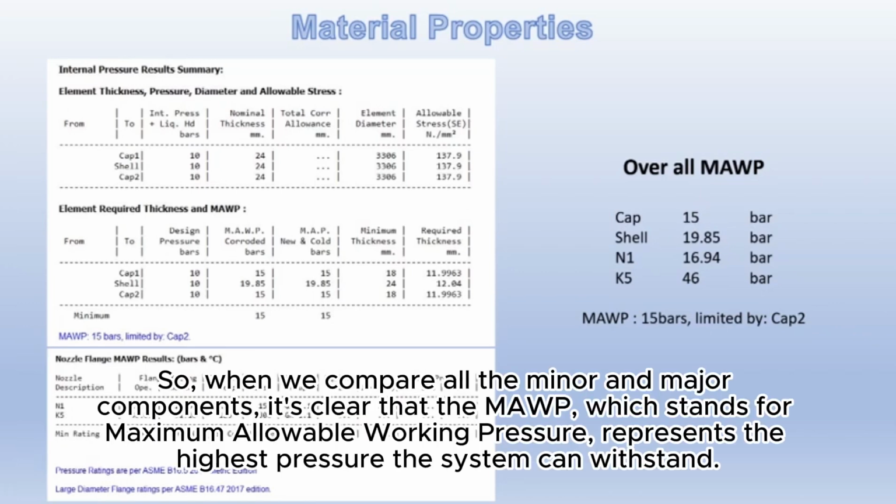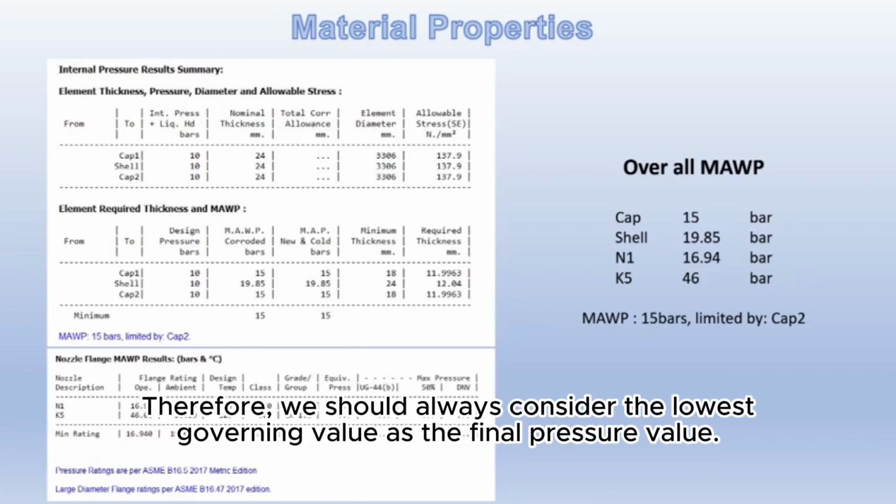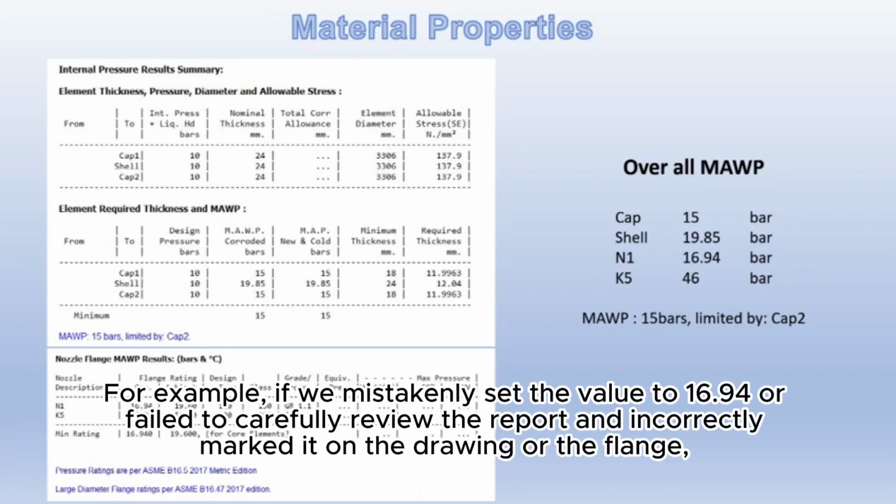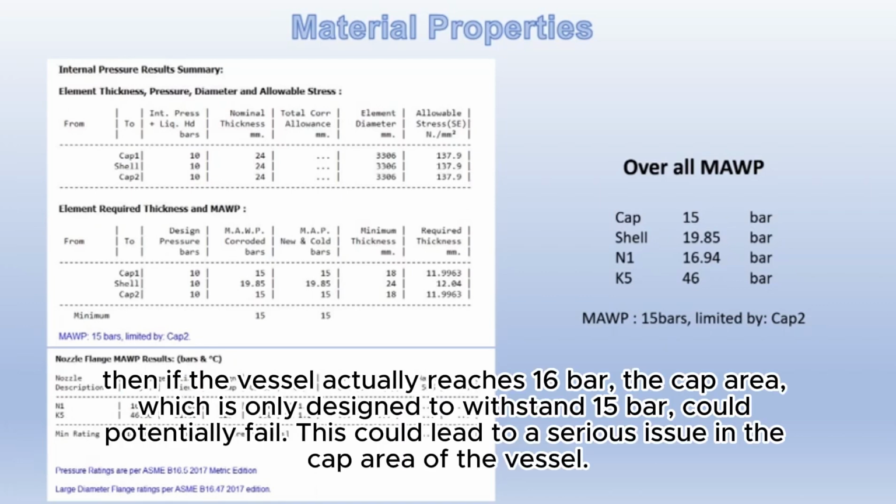So when we compare all the minor and major components, it's clear that the MAWP, which stands for maximum allowable working pressure, represents the highest pressure the system can withstand. Therefore, we should always consider the lowest governing value as the final pressure value. For example, if we mistakenly set the value to 16.9 bar, or failed to carefully review the report and incorrectly marked it on the drawing or the flange, then if the vessel actually reaches 16 bar, the cap area, which is only designed to withstand 15 bar, could potentially fail. This could lead to a serious issue in the cap area of the vessel.